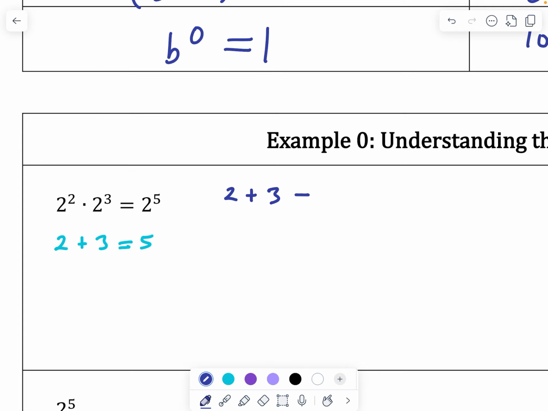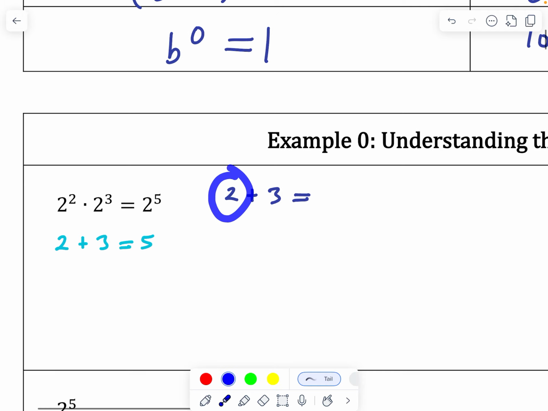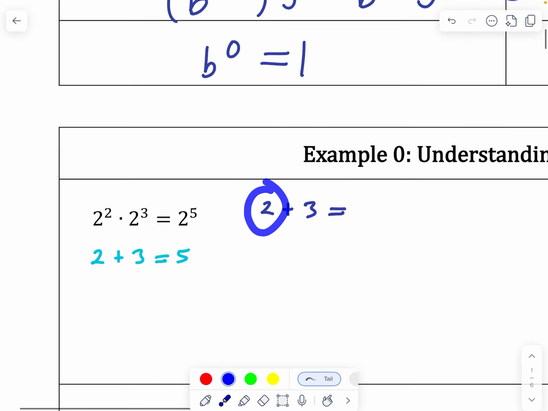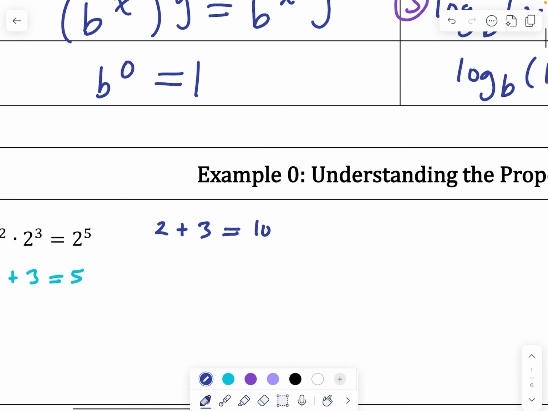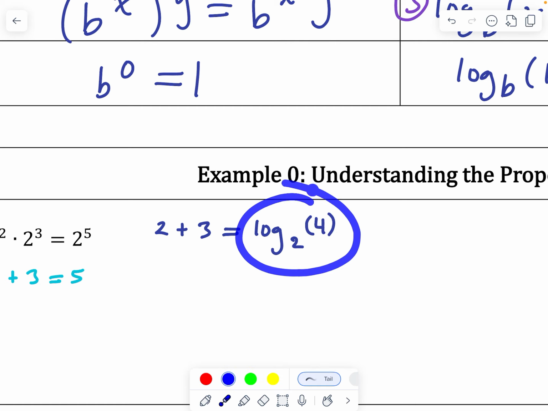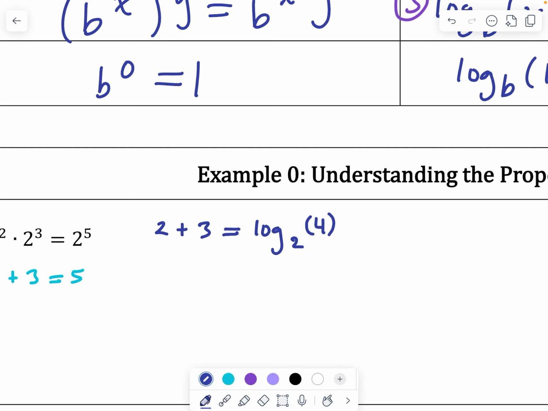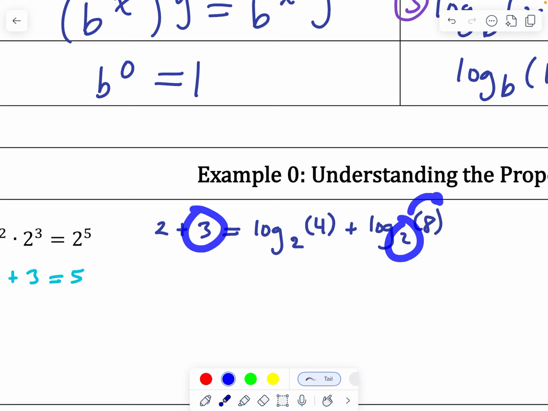So let's see here. 2 plus 3. Well, if we were to force logarithms into this, what is 2 as a logarithm with base 2? It'd be log base 2 of 4. So stop and think about that real quick. Log base 2 of 4 is 2. I'm going to do the same thing with 3. 3 would be log base 2 of 8, right? Essentially 2 to the third power equals 8, right? So I'm just rewriting this with logs.